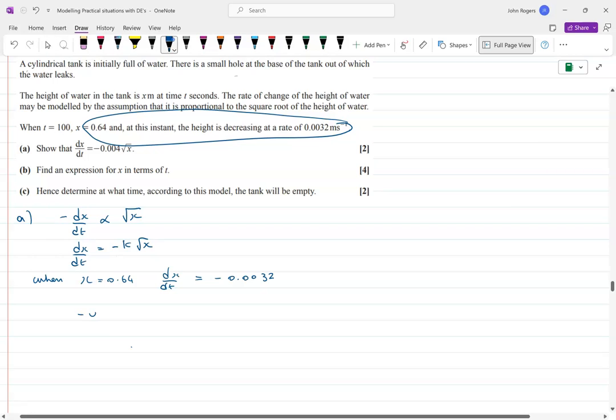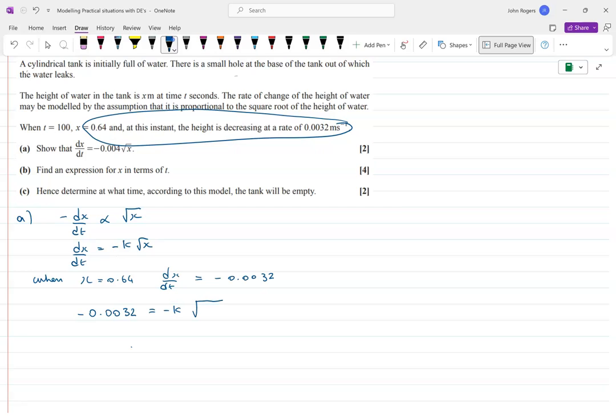I've got minus 0.0032 is equal to minus k times the square root of 0.64. So that will give me k is equal to, the negatives, as I've mentioned, cancel out here, and my k will be positive the way I've set it up. So that's divided by 0.8, because the square root of 0.64 is 0.8, so that will come to 0.004.